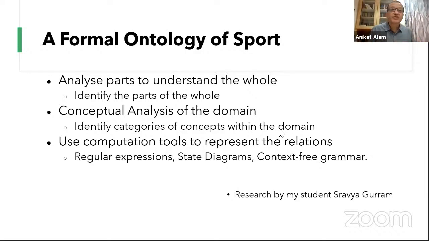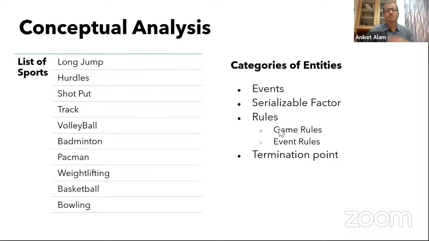So basically, you need to break it down into its constituent elements and try and see what then becomes sport. So for example, what we ended up doing was to take a set of sports, different types of sports, as you can see in the list of sports, then break them down into the events which together make it. There's a serializable factor, so one event moving into the other in a certain series, right? There are rules, so there are rules for each event. So you pass the ball in football, that's an event, right? But there are rules for that, and then there are game rules.